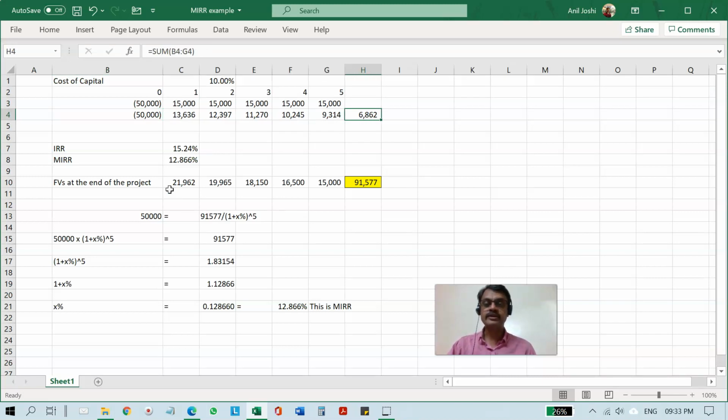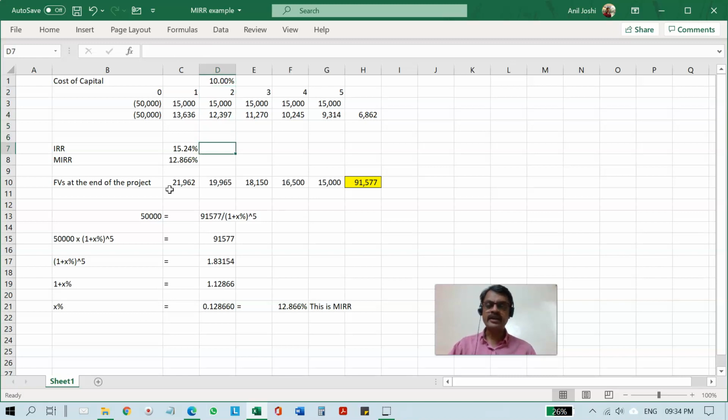Now I am not going into the details of NPV. I am assuming you know how to calculate NPV because the topic of this session is IRR versus MIRR. But in short, how is this 6,862 calculated? You are discounting all these values at the rate of 10%, and that is how you get the NPV. Now the NPV is 6,862. That itself means that the IRR of this project is higher than the cost of capital, right?